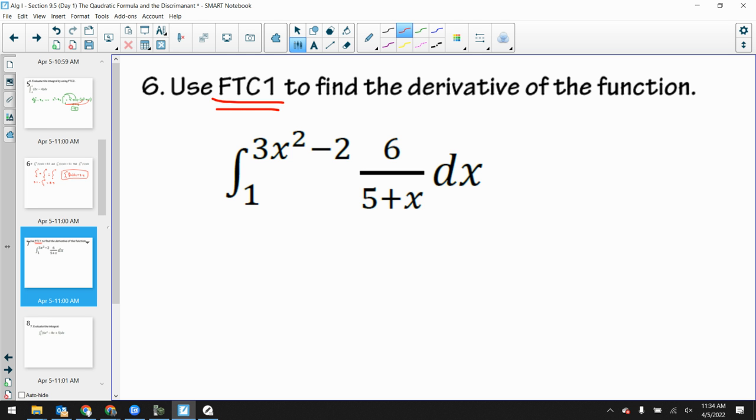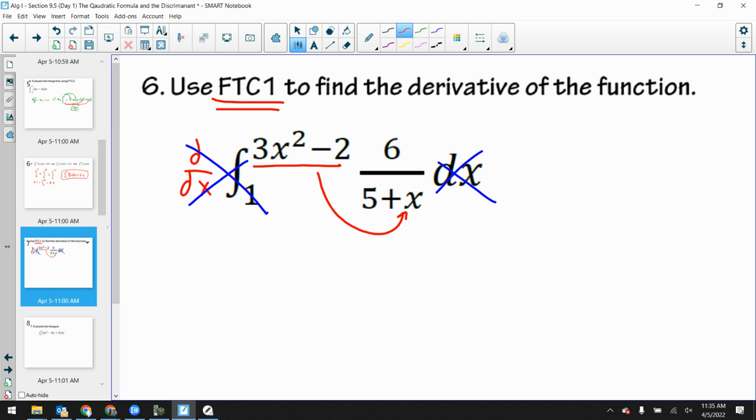Remember, FTC1 says that if you have the integral and the derivative, they are inverses of one another and they will cancel each other out. So if I take d over dx of that whole thing, that's going to cancel the integral, and then I'm going to have to take the upper limit and plug it right in for x.